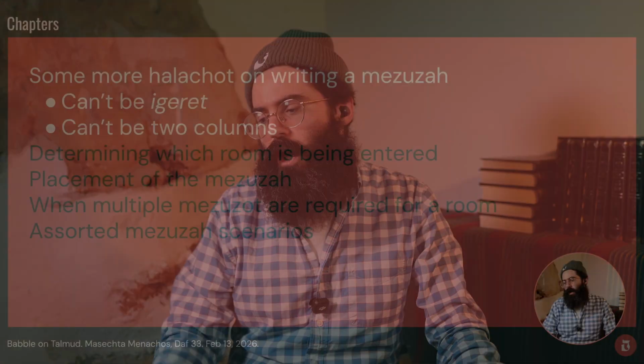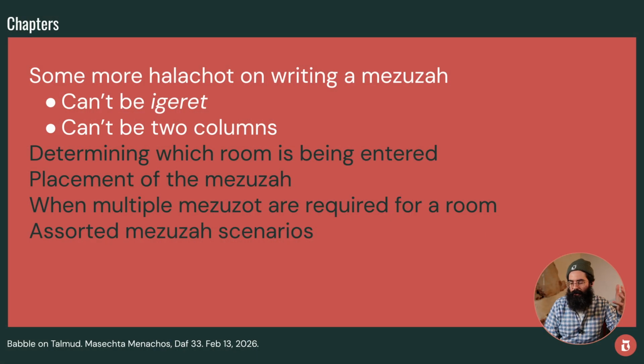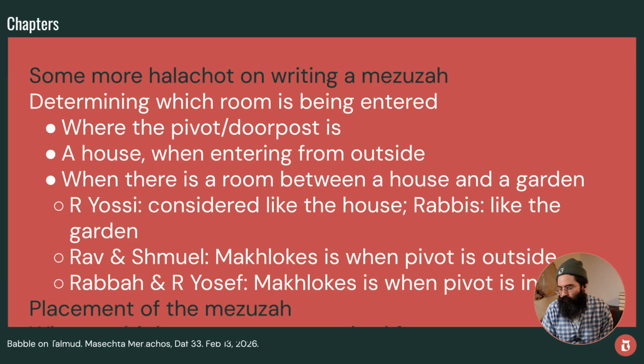Friends, on Daf 33 of Masechta Menachos, we learned about some more halachos on writing a mezuzah. It can't be an igeris. It can't be two columns. We learned about determining which room is being entered. So the room where the pivot or doorpost is, is the room that is being entered, and the mezuzah will have to be on the right side when entering that room. A house is being entered when entering from the outside. The mezuzah will be on the right side when entering into the house.